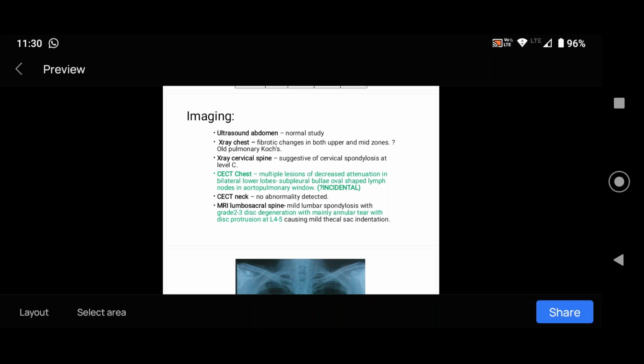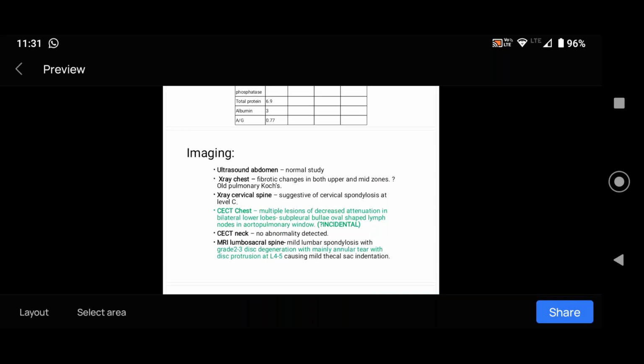Cervical spine X-ray suggested spondylosis at the level of C5, C6. CT had multiple lesions of decreased attenuation in bilateral lower lobes, subpleural bullae, oval-shaped lymph nodes in aortopulmonary window.